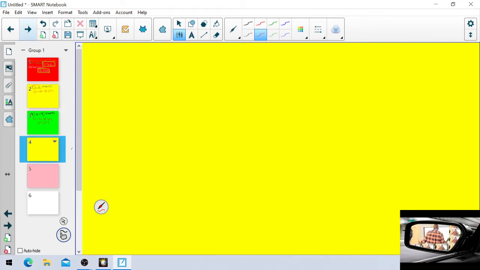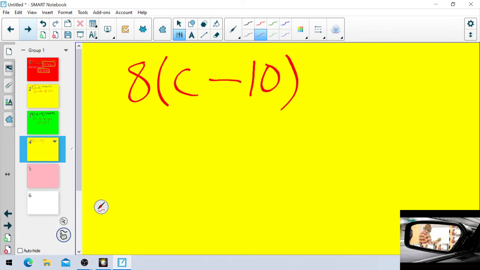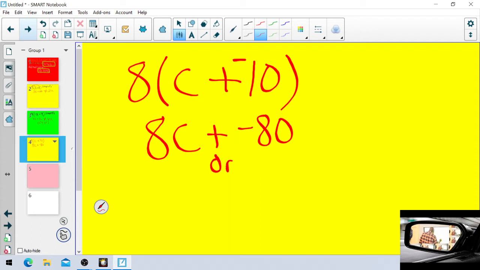Let's do another one. It's kind of simple, guys. A times C is 8C. And 8 times, here we go. Y'all see that minus sign right there? This is what you can do. It'll always work when you see a minus sign. You can do this number right here. And so, 8 times negative 10 is negative 80. So you can either have that or you could have this. Both answers are correct. Okay, everybody got it?